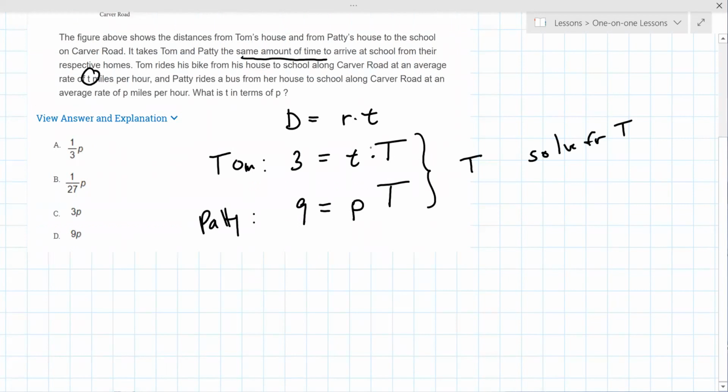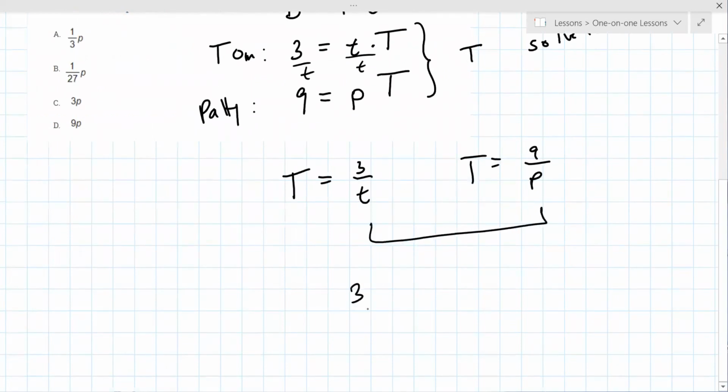Big T in this first equation is T equals 3 over t, because you're just dividing both sides by t. And in the second equation, big T equals 9 over P. So now you can set these equal. 3 over t equals 9 over P. I mentioned to you when we did some of the problems I've created that you can change things horizontally or vertically. Like that 3 goes into that 9 3 times.